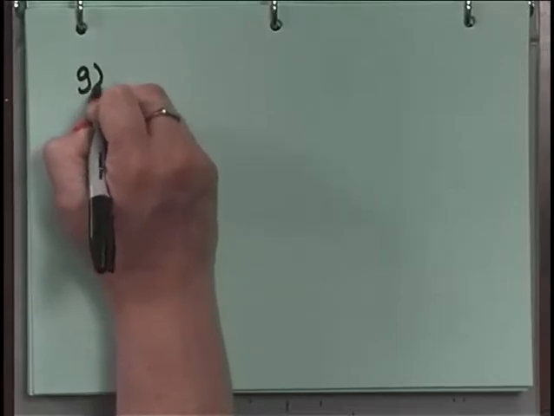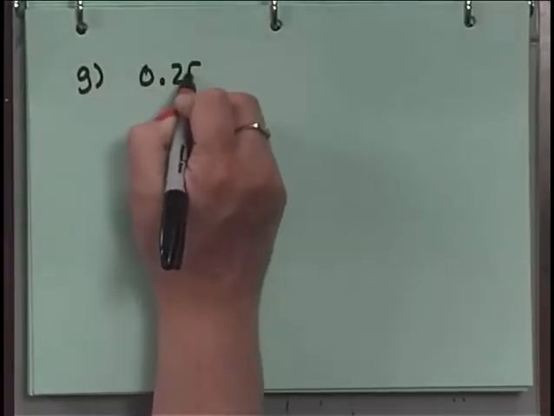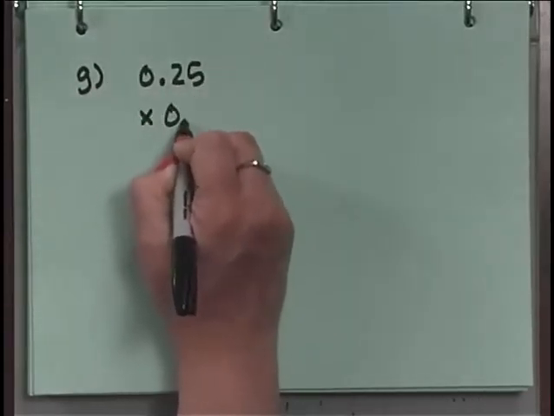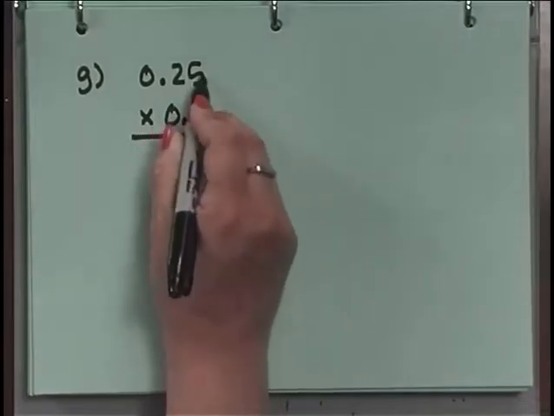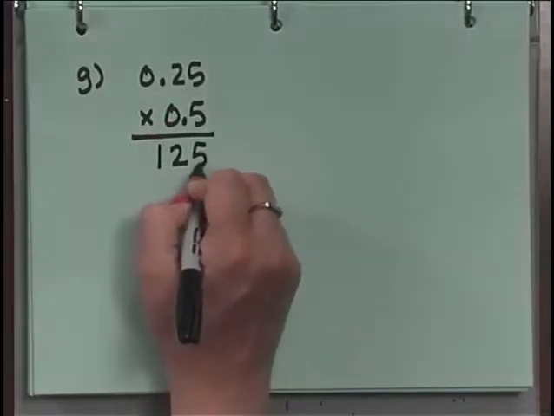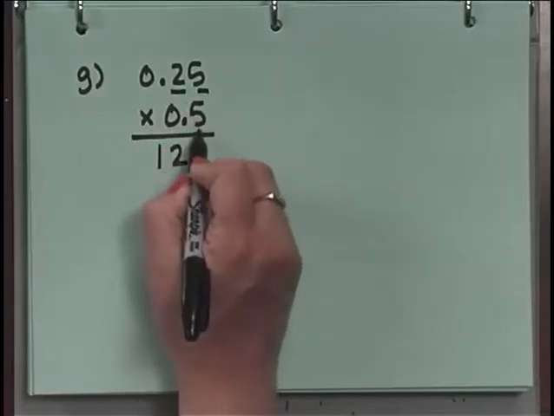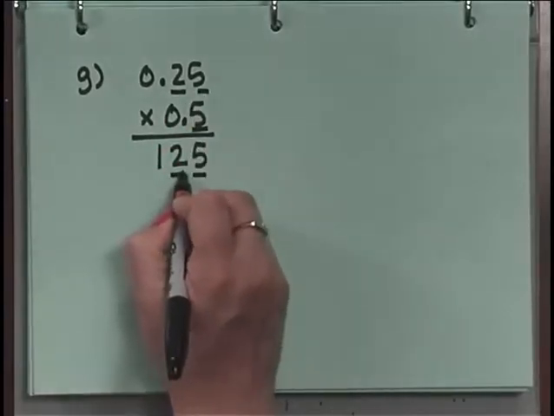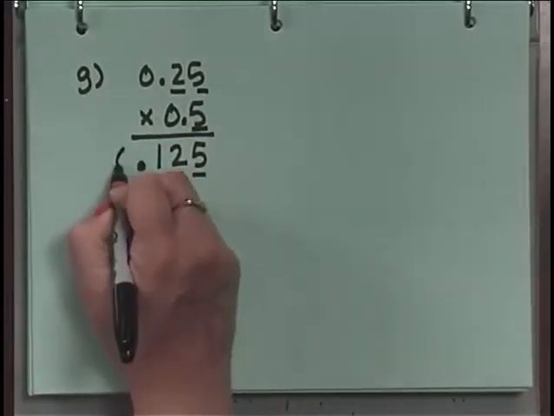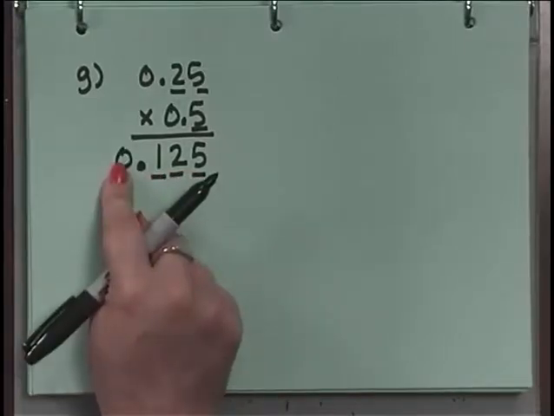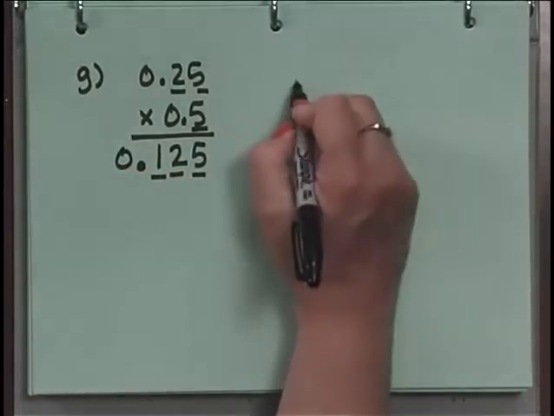Problem G, we have 25 hundredths being multiplied by 5/10. Well, again, 25 times 5 is 125. Then we have 1, 2, 3 decimal places, so 1, 2, 3 decimal places. And don't forget your customary 0. 125 thousandths would be my product.